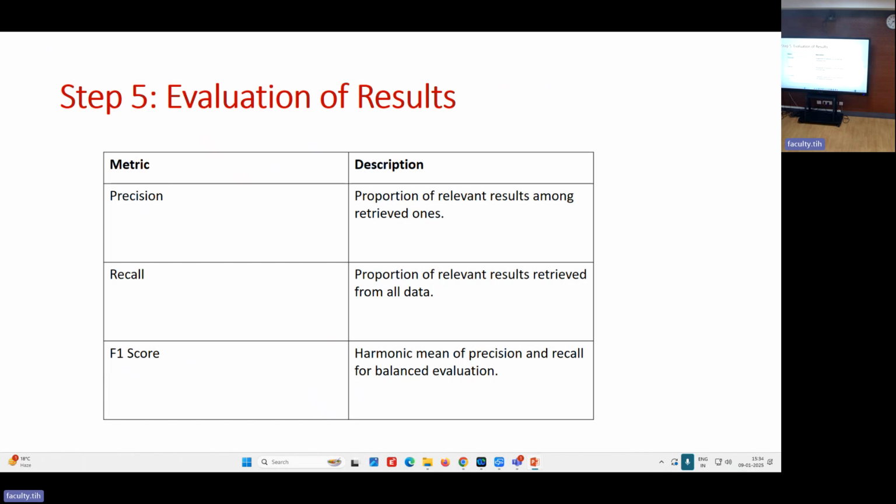Now, after applying this text analysis process, on whatever results you are getting you can do the evaluation, right? For evaluation purposes, you have various metrics available, like precision, recall, F measure. So precision, what is precision? Can anyone tell me?